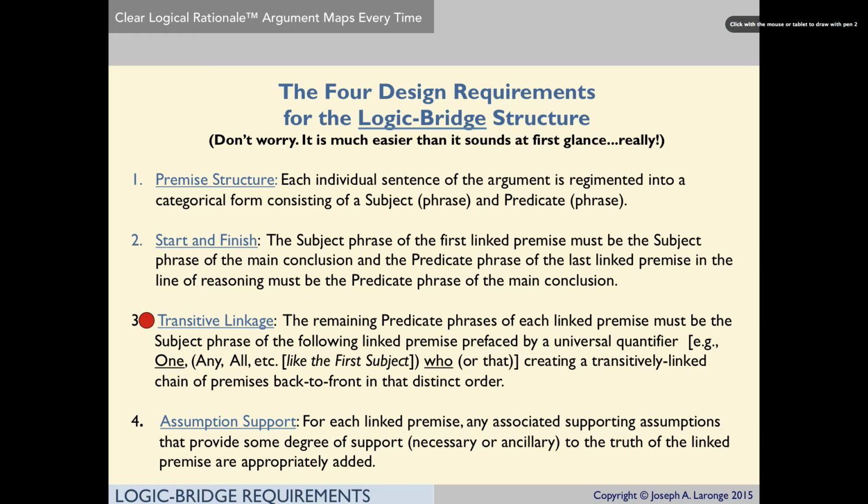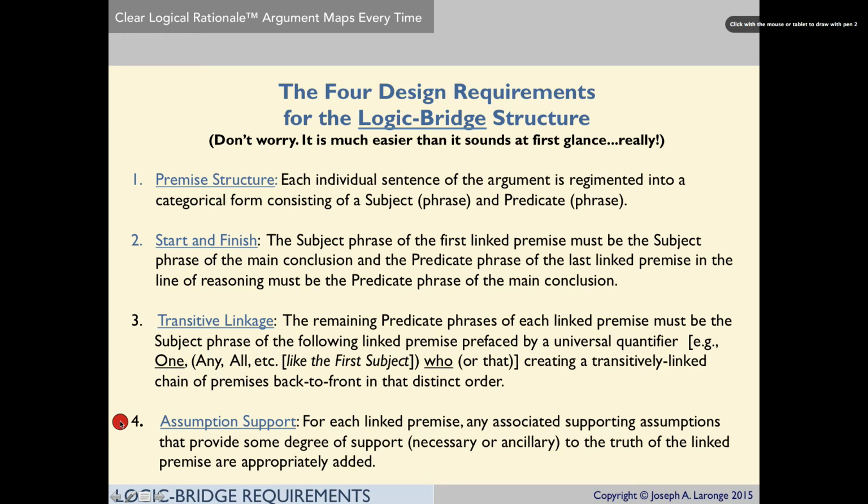The third one is the transitive linkage. And what that means is that the remaining predicate phrase of each linked premise must be the subject phrase of the following linked premise, prefaced by a universal quantifier, such as one or any, all, basically like the subject, and then who or that, creating a transitively linked chain of premises back to front in that distinct order.